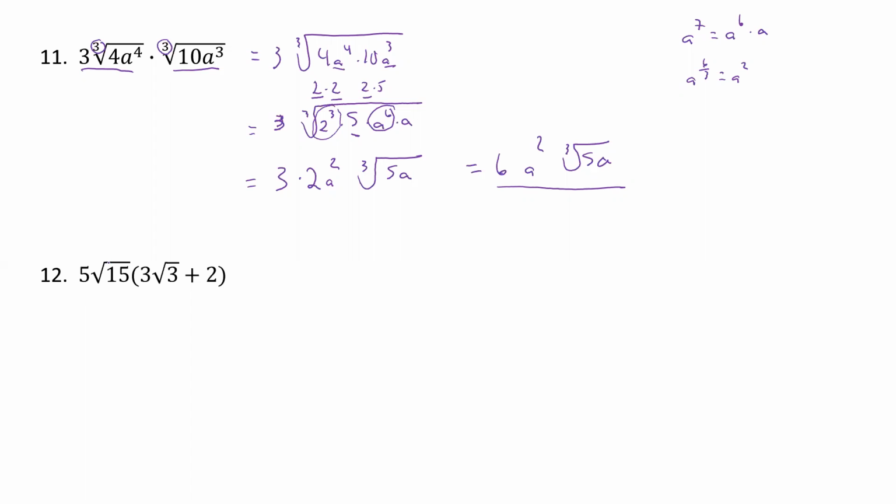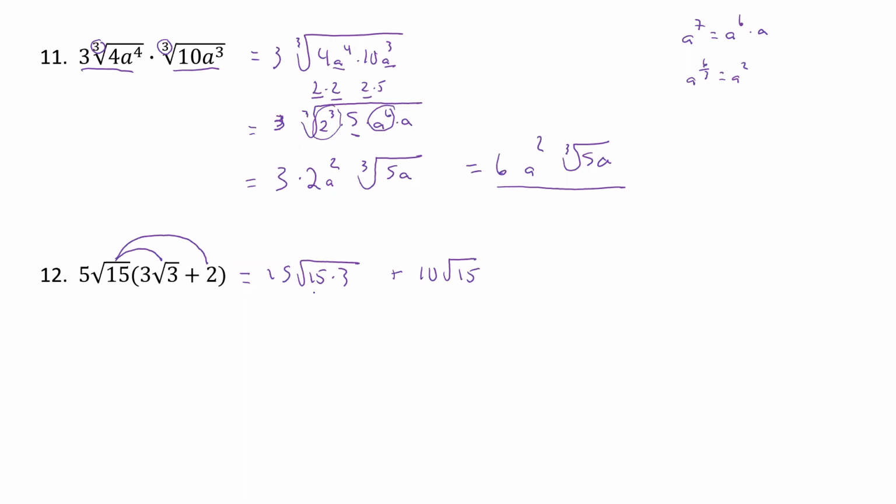All right, the next one, we're back to distributing. So we're going to take that monomial times each term of the binomial. And so when you take that, 5 times 3, that's 15. And then we have still, inside we'll have 15 times 3. And I'm going to leave it broken down like that just to make it a little easier in a little bit. And then we have this times 2. Well, that's going to be 2 times 5, which is 10 square root of 15.